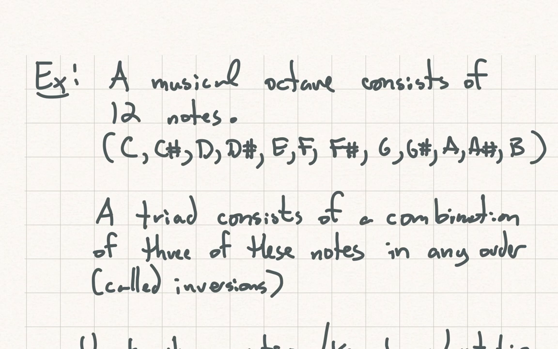Some of these notes have alternate names. You could call this D flat or E flat, whatever. But for our purposes, we're not too concerned with that. We can consider these just numbers: 1, 2, 3, all the way to 11, 12, or 12 notes of the octave. And we're interested in 3-note chords, which we'll call a triad. And it's just some combination of 3 of those notes.